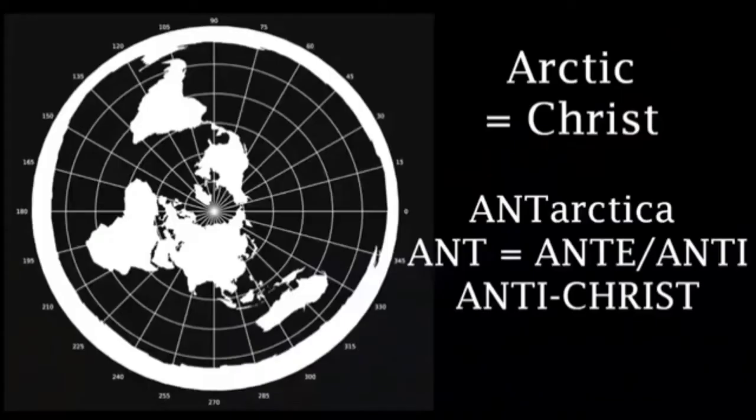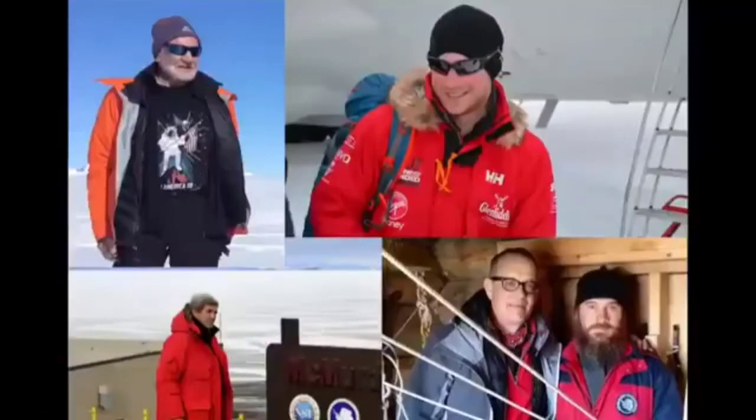It also symbolizes the continual dance between good and evil. The good being the Arctic North Pole and the evil being Antarctica. The ant prefix of Antarctica is precisely the same prefix used to signify opposition and being against. The Arctic is Christ and Antarctica is the Antichrist. So many of the satanic elite are obsessed with Antarctica.